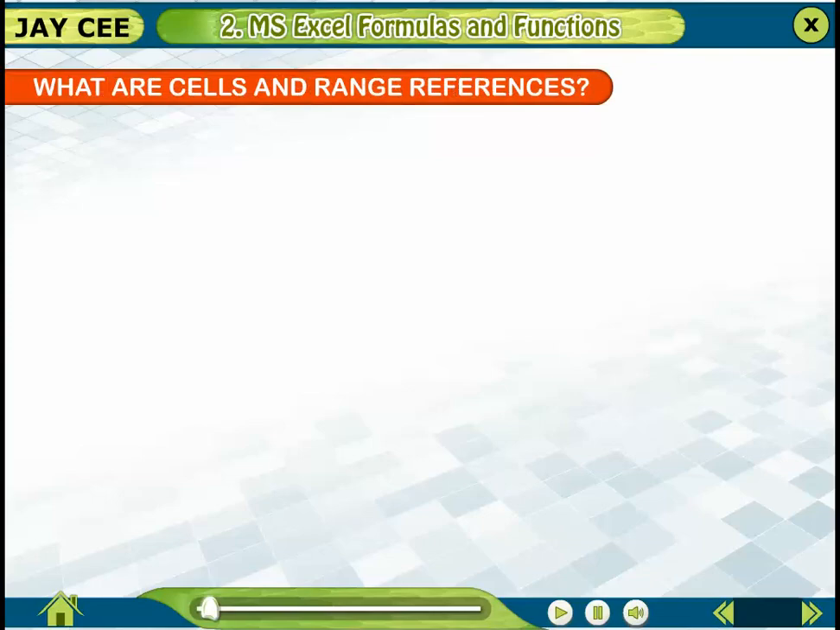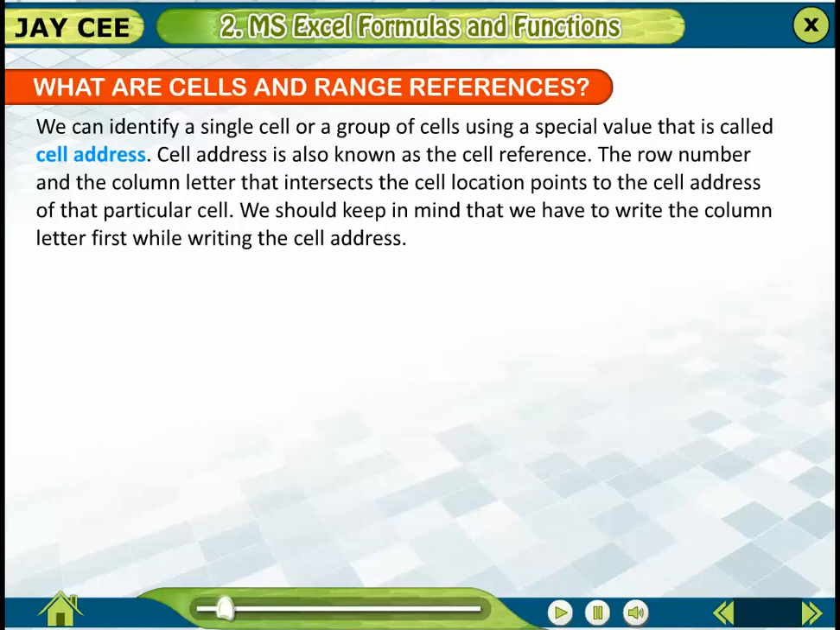What are cells and range references? We can identify a single cell or a group of cells using a special value that is called cell address. Cell address is also known as the cell reference. The row number and the column letter that intersects the cell location points to the cell address of that particular cell. We should keep in mind that we have to write the column letter first while writing the cell address.